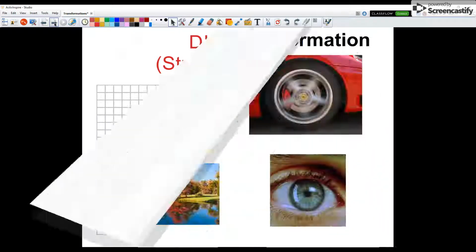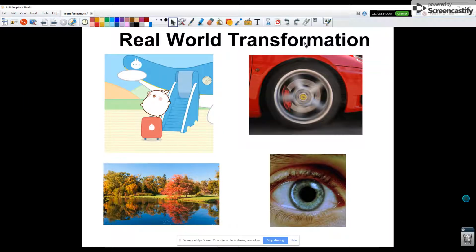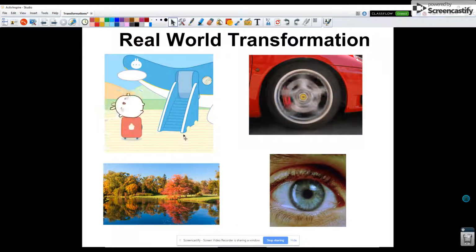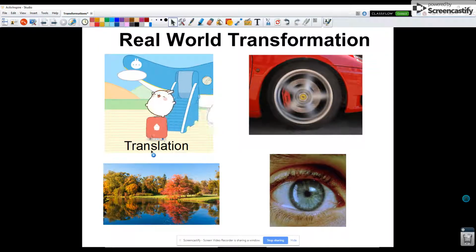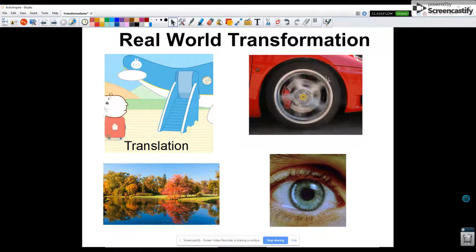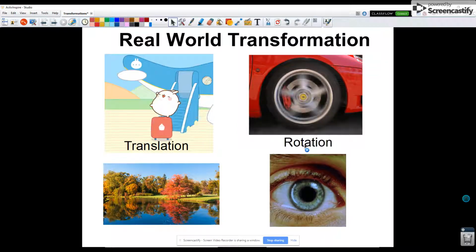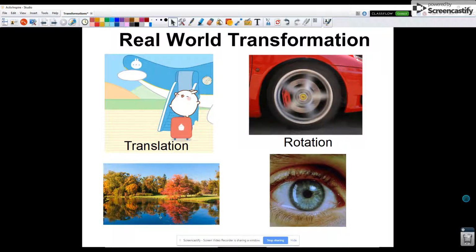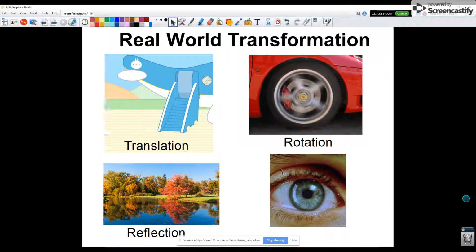Here's a few more examples of real-world transformations. As you can see, a piece of luggage is being slid back and forth. This is an example of a translation. Here we have a wheel being rotated round and round, so a rotation. On this image, you can see the landscape is being reflected into the water. In our last image here, you can see the dilation of the eye that would occur at an eye doctor.